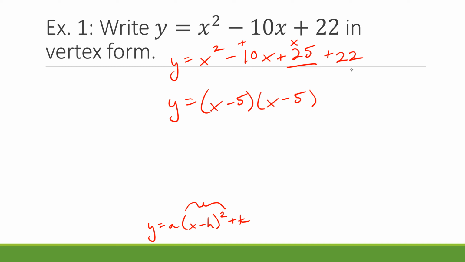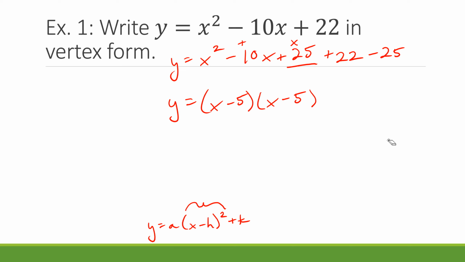Well, there are a couple things I could do. First of all, I could add 25 to the other side of the equation. That would be a legit thing to do. Or, think about this, couldn't I subtract 25 from this side of the equation? Because think about it, if I add 25 and then subtract 25, what have I really added to this side? 0. 25 minus 25 is 0.